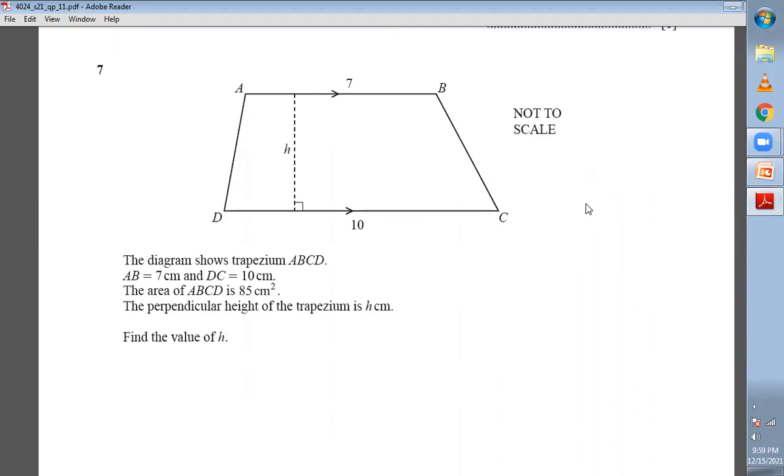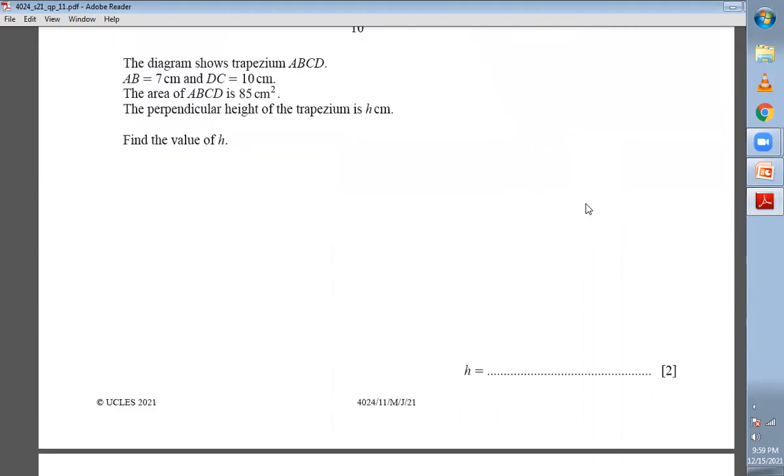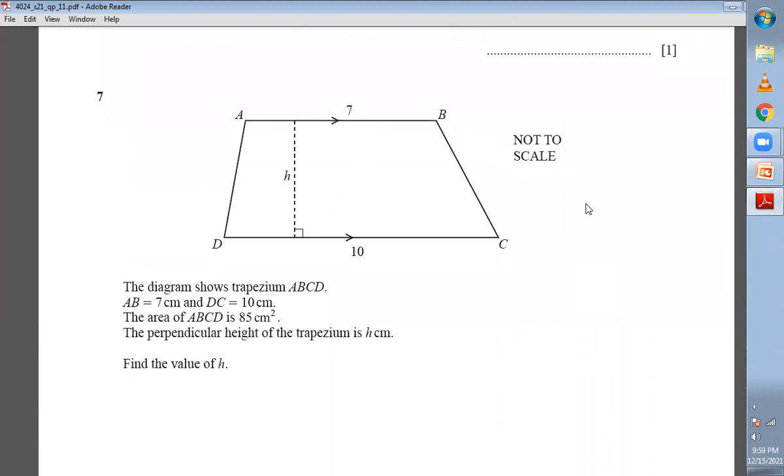The next question coming up on your screen is question number 7, and it's a 2-mark question. It says that the diagram shows trapezium ABCD. AB is 7, this side is 7, and the DC is 10, this side is 10 centimeter. The area of the ABCD, this whole thing, is 85 centimeters square. The perpendicular height of the trapezium is h centimeter. The question is find the value of h.